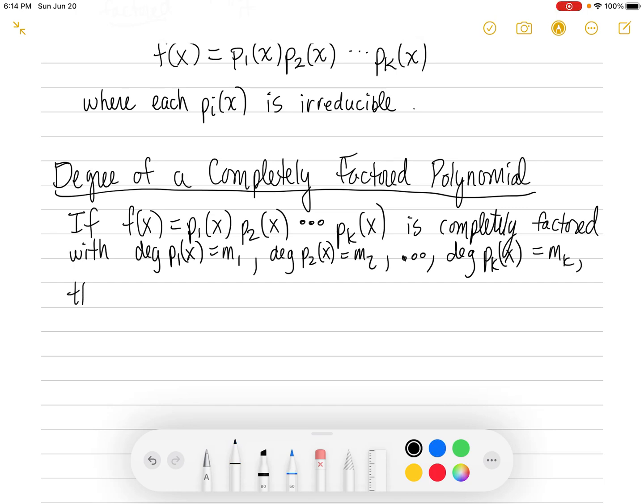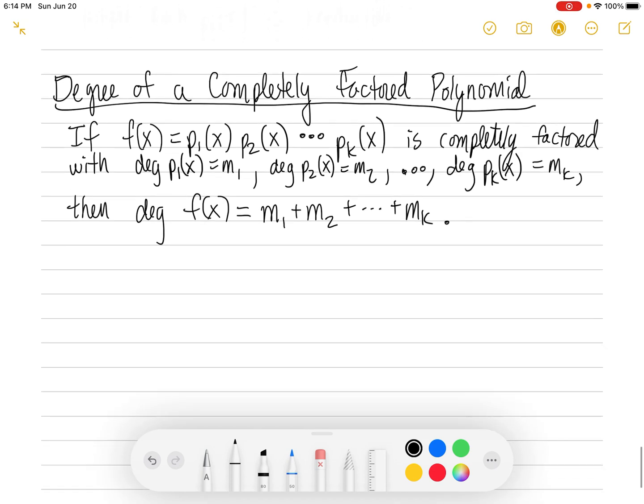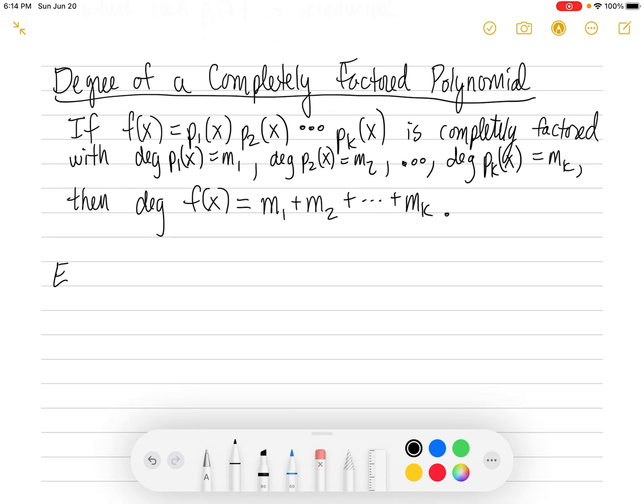Then what would be the degree of the entire polynomial f of x? The degree of the actual polynomial f of x is going to be the sum of all the degrees of the subpolynomials. So basically you take the degree of p1, the degree of p2, p3, p4, all the way to the last polynomial, pk, and you add those degrees up to get the degree of the entire polynomial. So let's actually see that in action. Let's do a little example here.